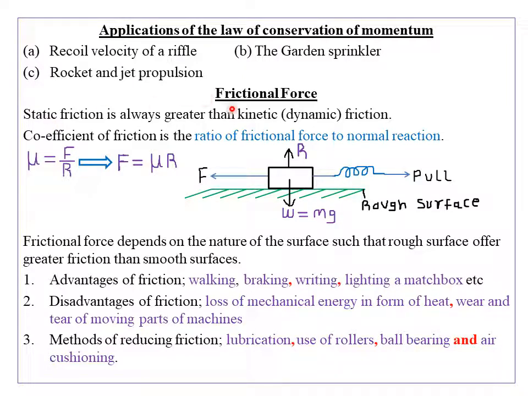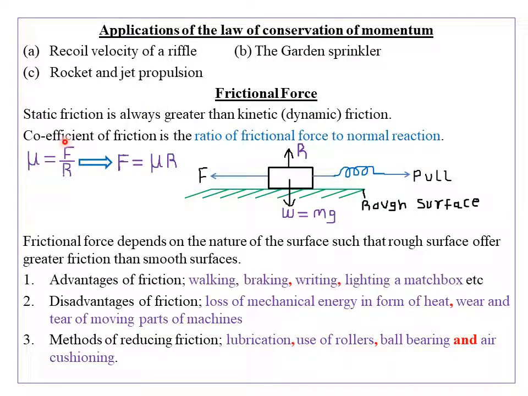But if the body is already moving, then you apply more force so that it moves at a very high speed. The frictional force between the surface and the moving body, we call kinetic friction. So it is obvious that if you want to take a body from a state of rest to a state of motion, you require a very large force, because you are overcoming static friction. But if the body is already moving, the frictional force is the kinetic friction. And static friction will always be greater than kinetic, or dynamic, friction.